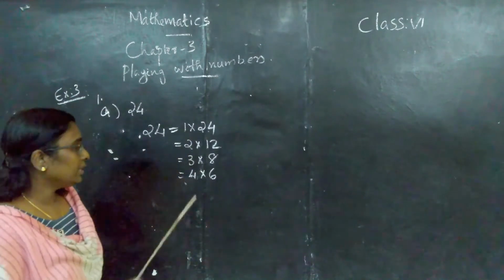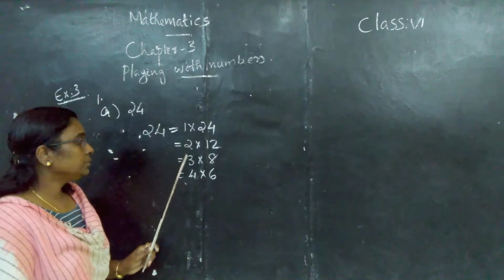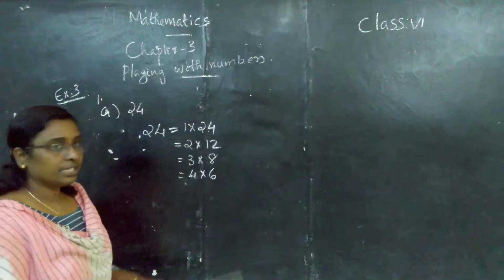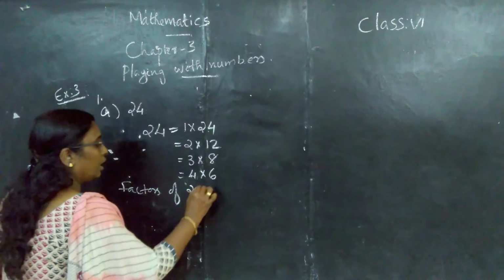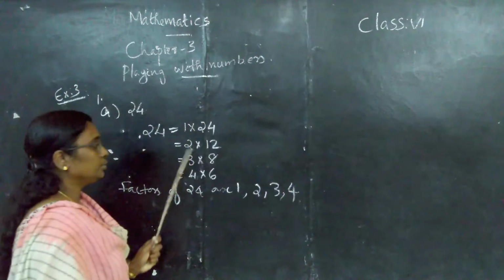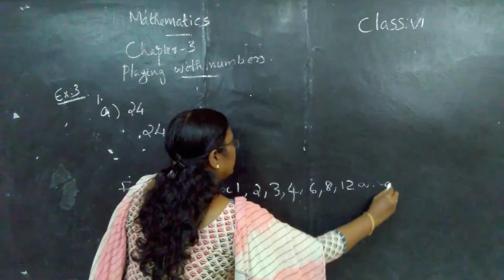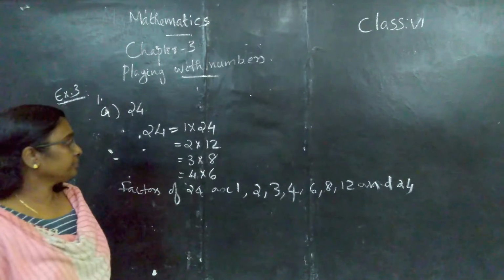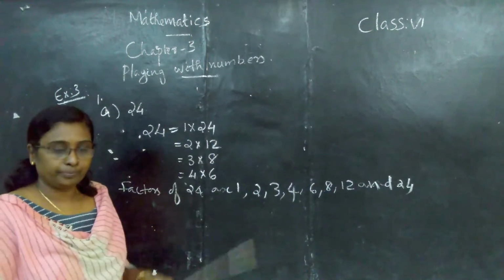Okay. So from here we can say that the factors of 24 are 1, 2, 3, 4, 6, 8, 12 and 24. These are the factors. We can write the factors of 24 are 1, 2, 3, 4, 6, 8, 12 and 24. Okay. This is the first question, to find the factors.